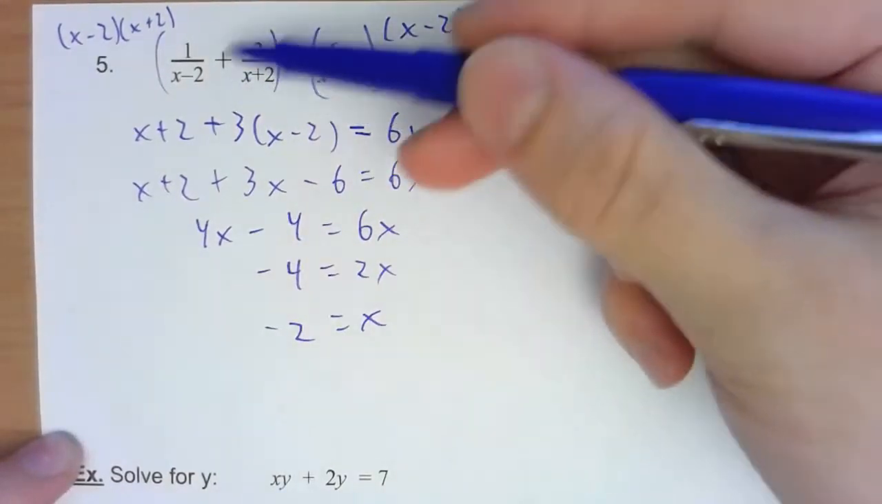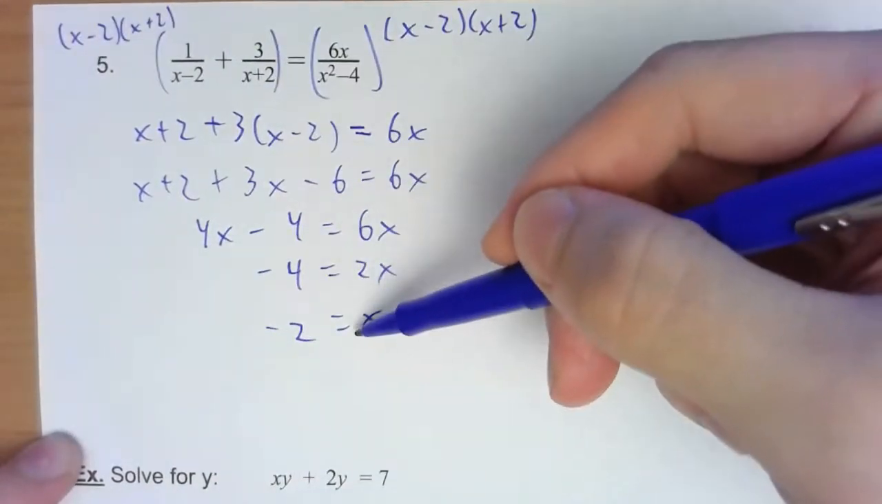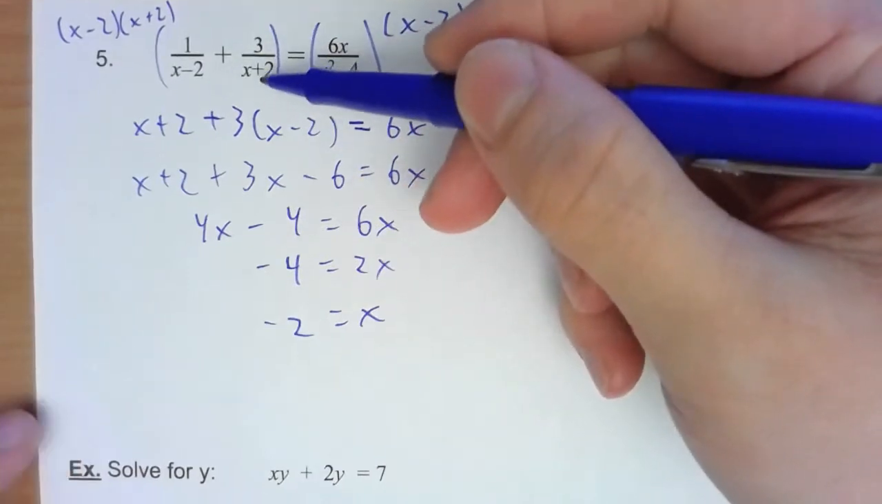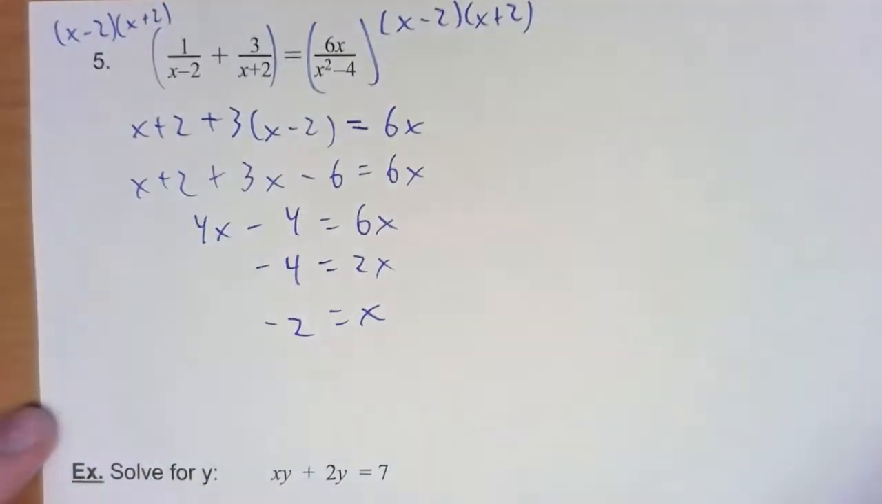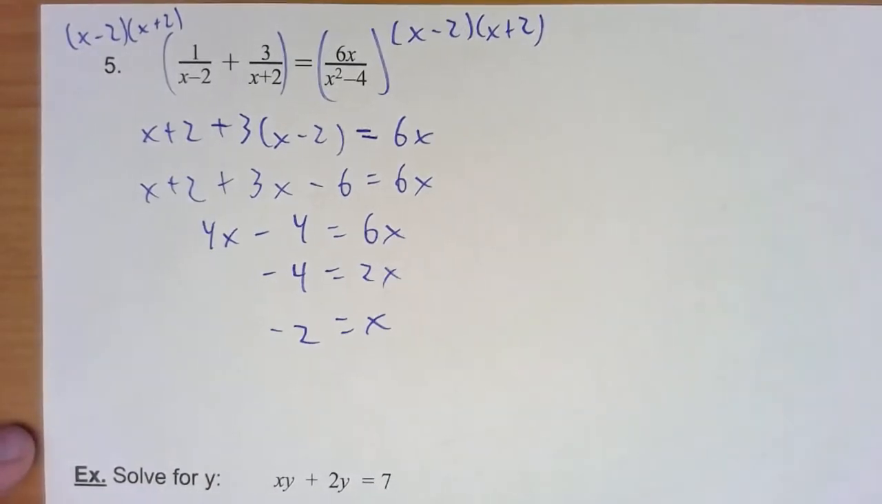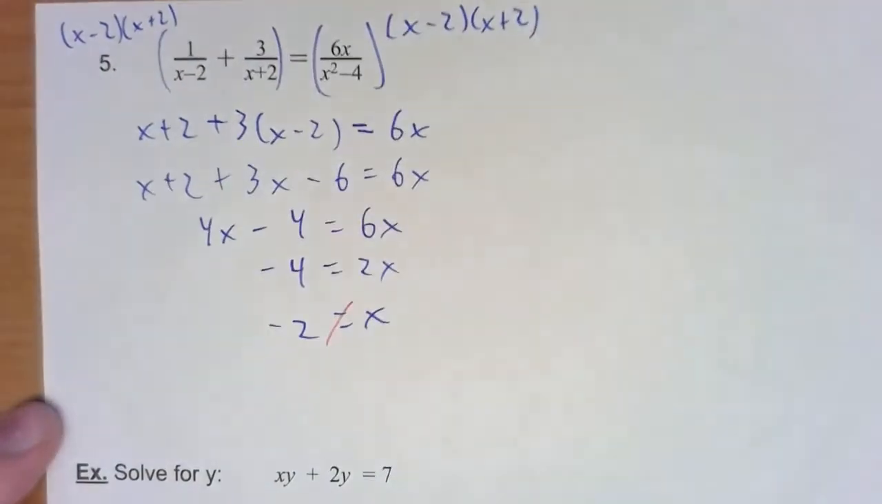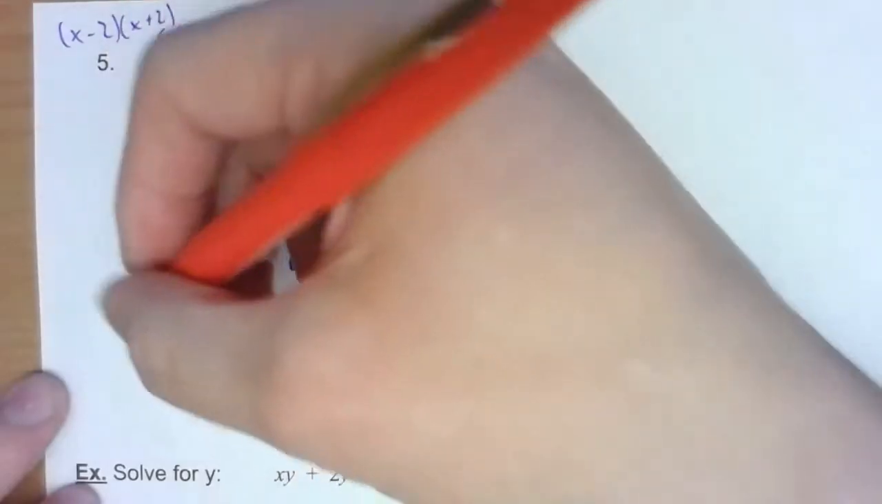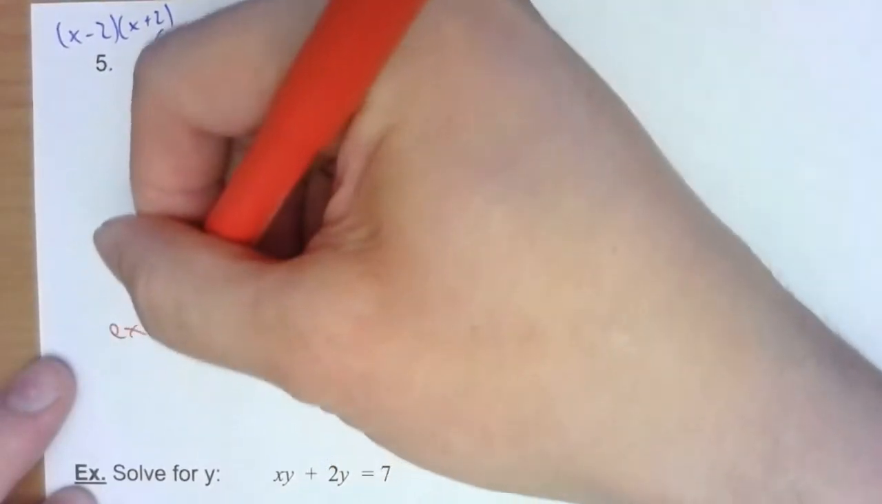Take a look back at the original problem. We had x plus 2 in the denominator. If x is negative 2, then we'd have 0 in the denominator right there. You're not allowed to have 0 in the denominator. 0 in the denominator is undefined. So actually, x is not allowed to equal negative 2. Remember that funny word for this? This one is an extraneous solution.